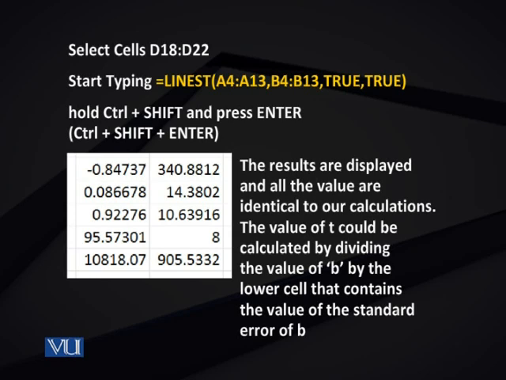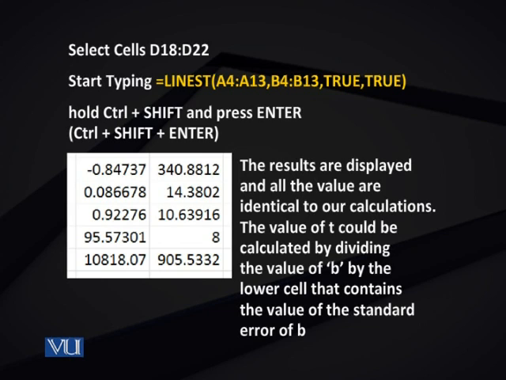For example, minus 0.84737. This is the value of B, which is exactly identical to the value that we have manually computed. Then you have 340.8812. This is the value of the intercept. As you can see, below the value of B, you have the standard error of B, and standard error of A below the value of A. You have the value of R square as 0.922, that is 92.2%. This is also exactly identical to the value that we computed using simple formulas.